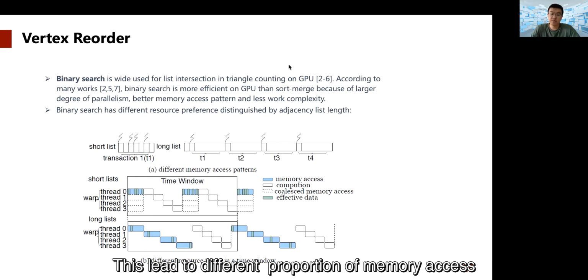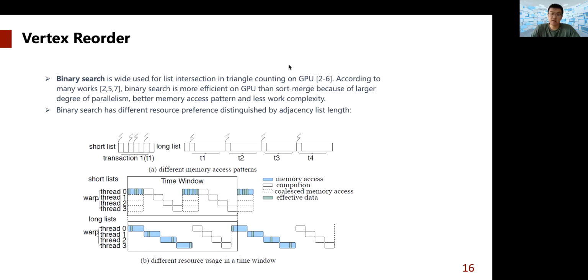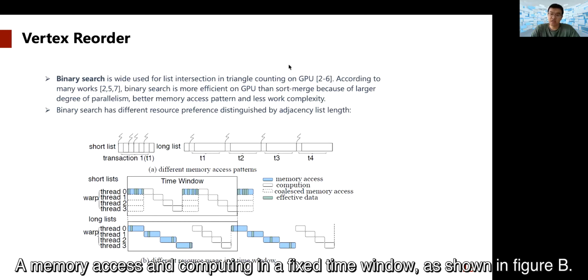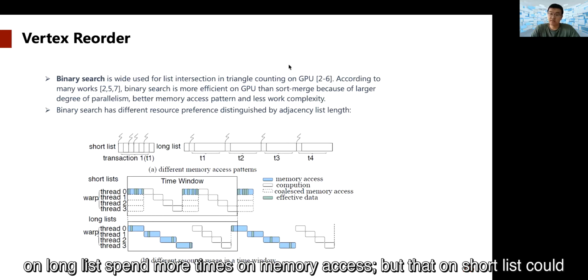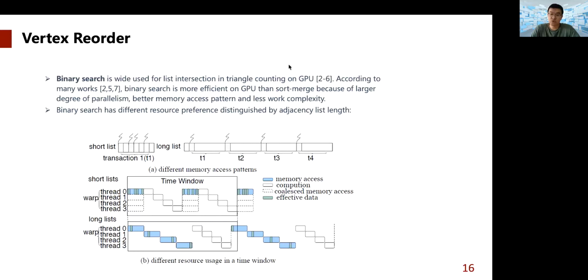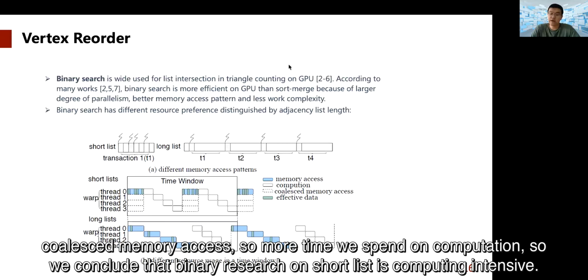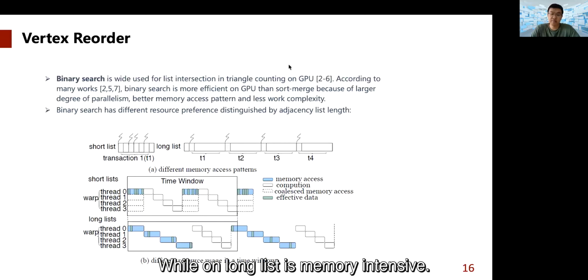This leads to different proportion of memory access and computing in a fixed time window as shown in figure B. In a fixed time window, binary search on long list spends more time on memory access, but that on short list could coalesce memory access, so more time is spent on computation. So we conclude that binary search on short list is compute intensive, while on long list is memory intensive.